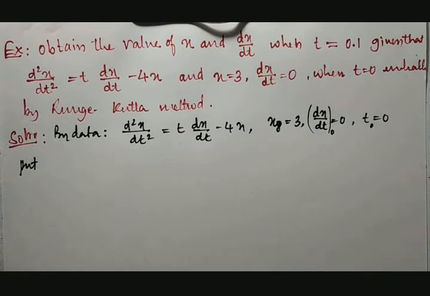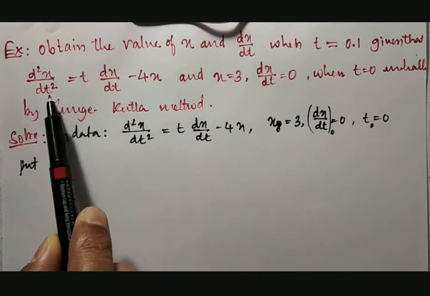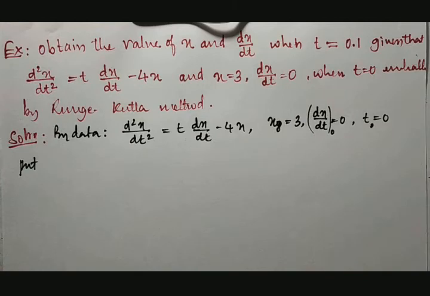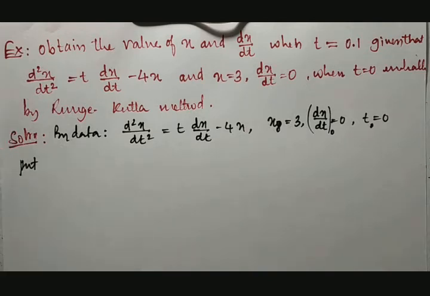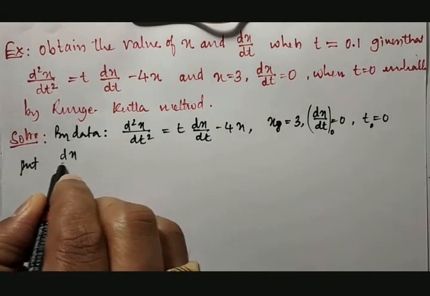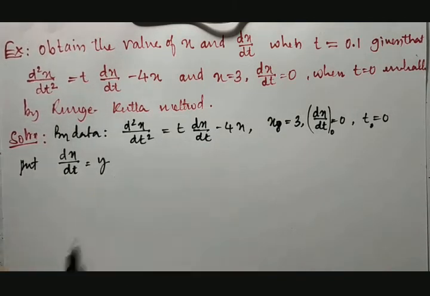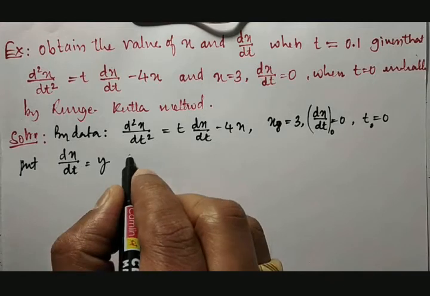All the time in the previous examples we have taken the substitution where dy by dx was given. dy by dx is equal to z we have taken because z was not there in the equation. Here also you can see x is there, t is there. So you can take any notation other than x and t, you can take y, you can take z, or any other notation. Because dx by dt is very much important for us in this session, let us put dx by dt is equal to something else, like y. I'll be taking y.